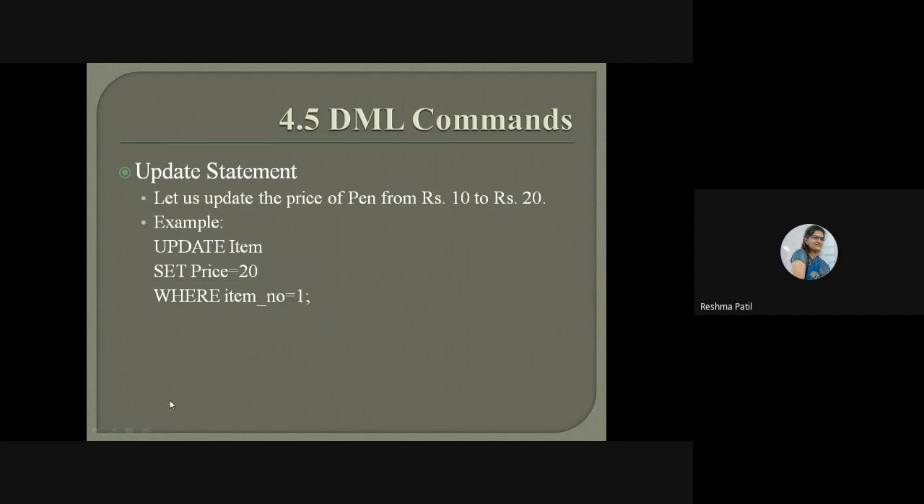For example, here they have given, let us update the price of pen from rupees 10 to 20. So this price, initially we have set here 10 for the pen price, that we have to update now to 20. So what they have written: update is the keyword, then table name, set price is equal to 20. What value we have to change? That is here. And on which column we have to change that value? That should be here. Where item number is equal to 1.